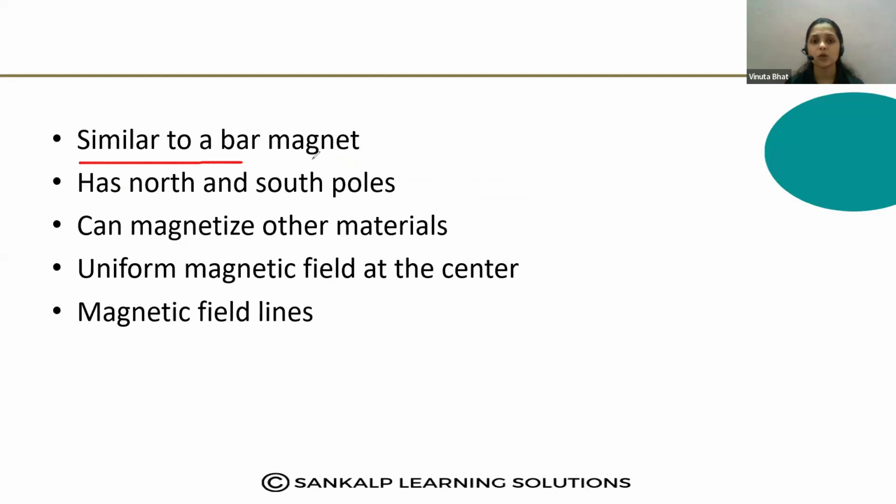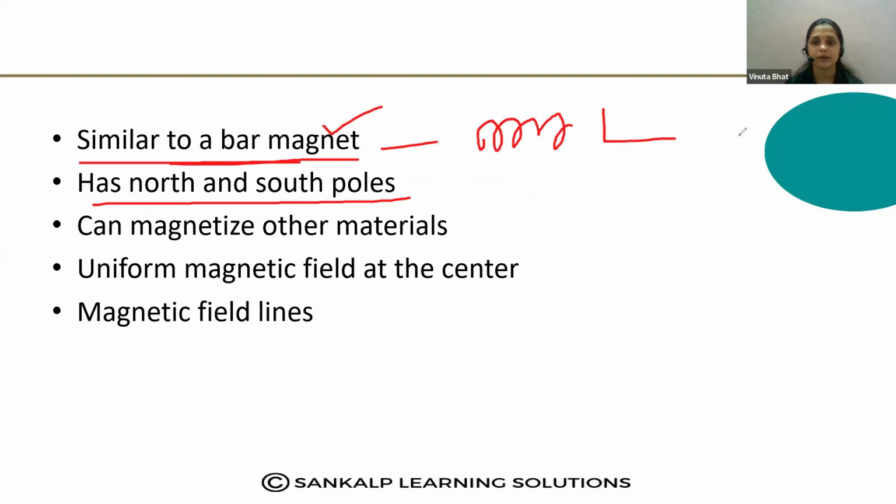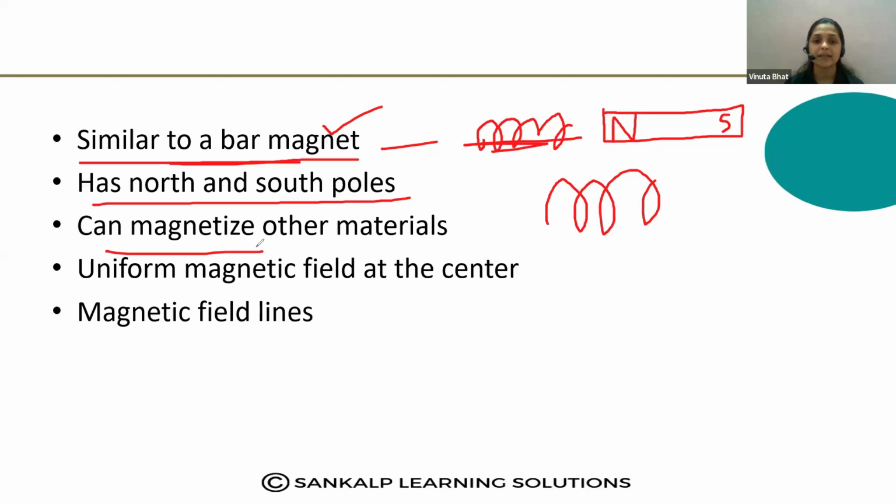Here, similar to a bar magnet, it has north and south poles. So the solenoid magnetic field is similar to the bar magnet, which has the north and south poles. This solenoid is used to magnetize other material. To magnetize the other material, it uses the uniform magnetic field at the center.